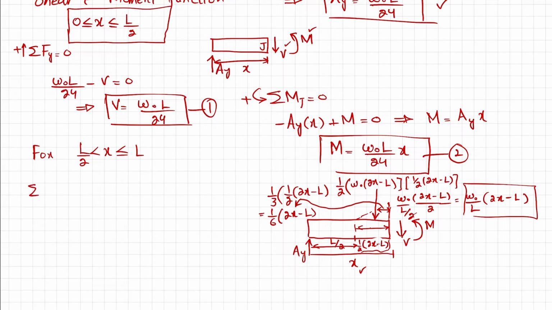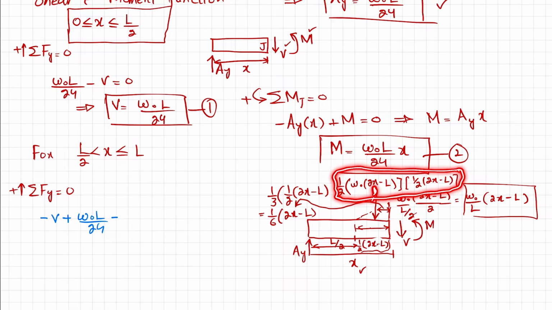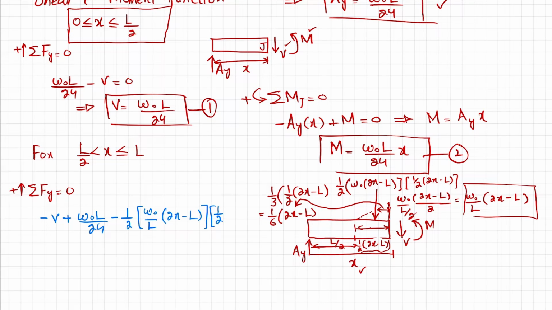Okay. Now we will apply the equilibrium condition for this. The first equilibrium condition is that the sum of all forces along the y direction must be equal to 0, taking the upward force as positive. You can see there are different forces. One is AY, the other one is this one, and the third one is V. So their sum must be equal to 0. V is downward, so minus V, plus AY, which is upward and equal to W naught into L over 24, minus this load, which is a point load acting at this point. So minus 1 over 2 into W naught over L into 2x minus L into 2x minus L. Their sum must be equal to 0.